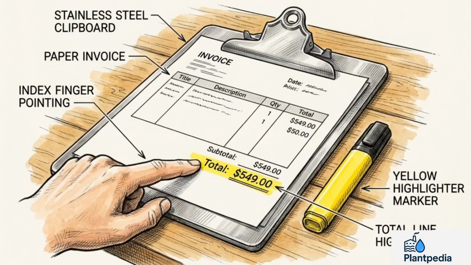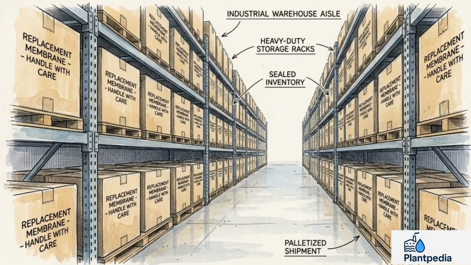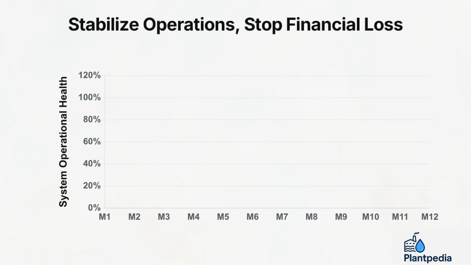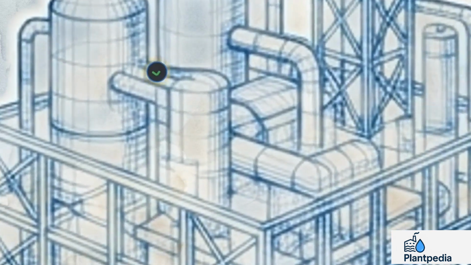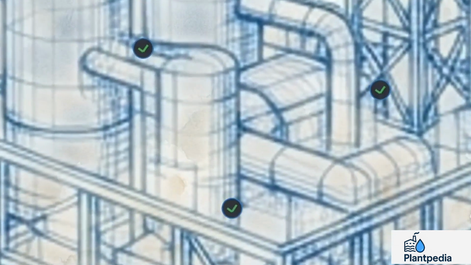The true consequence of this misdiagnosis hits the bottom line directly. You end up authorizing capital expenditures for unnecessary, repeated membrane replacement cycles. To stop the financial loss, we have to move past reactive symptom treatment. Plant stability requires running a structural, proactive root cause analysis.